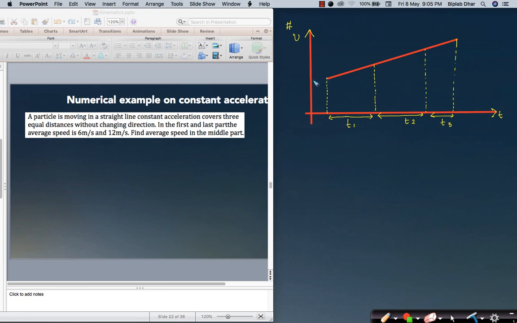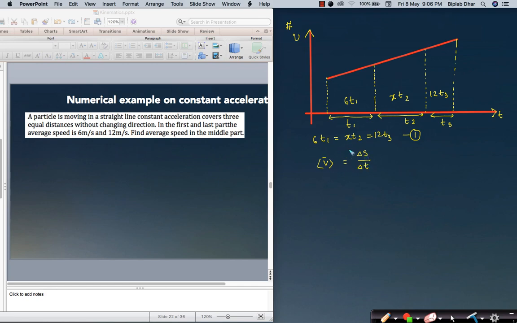So if its average velocity is 6, then I can simply say that this area under the graph is 6 T1. If its average velocity is x, it is x T2, and if it is 12, it is 12 T3. So the first equation that I can have is 6 T1 equals x T2 equals 12 T3. I hope you have understood. I have used the equation for average velocity. Average velocity is equal to displacement divided by time, right?